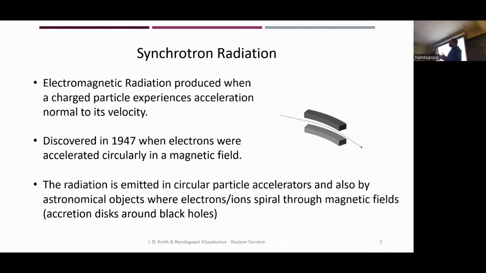Synchrotron radiation also occurs in several natural phenomena, like in accretion disks around black holes, where we have charged particles like electrons or ions, which are spiraling inside a magnetic field. Gamma ray bursts are also speculated to be a source of synchrotron radiation.